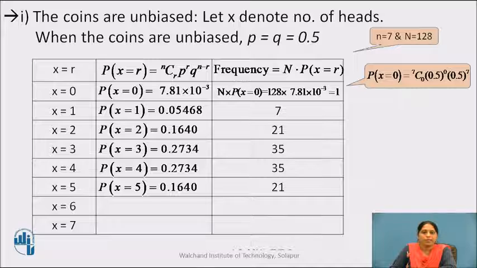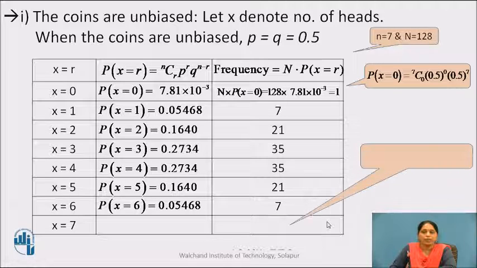The probability of x equals to 6 is 0.05468 and the related frequency is 7. Now, as here we are going to round off all the values, if you go for calculating the frequency just by rounding off the last value, it may lead to error. To avoid the error of the example, the last frequency will be calculated by 128, the total repetitions minus sum of all the frequencies calculated here.